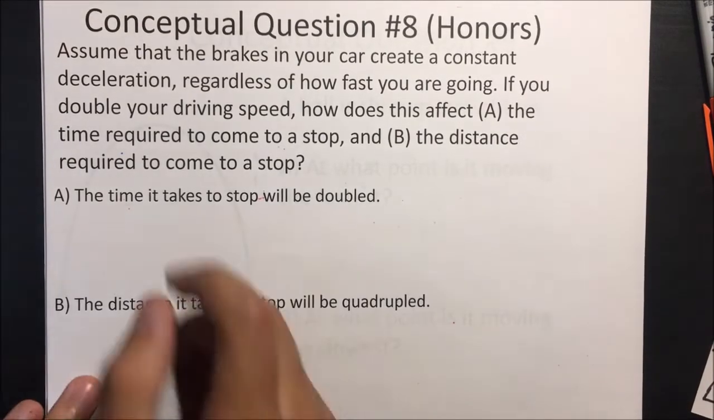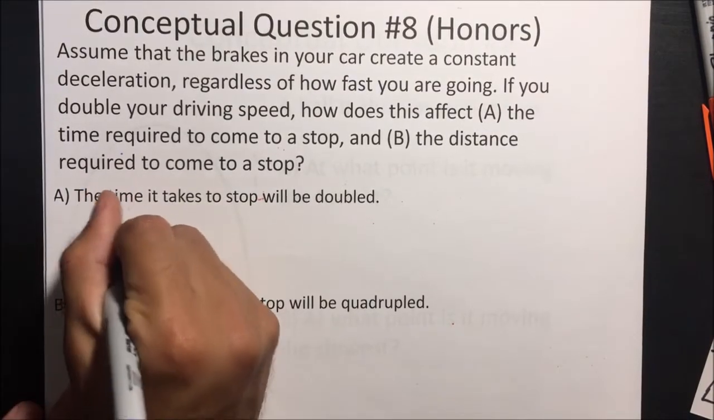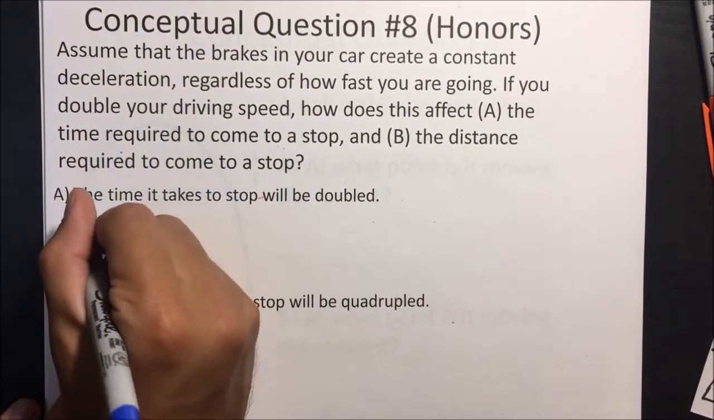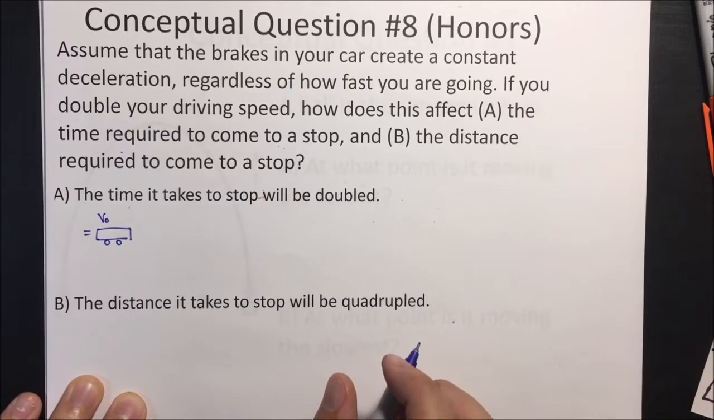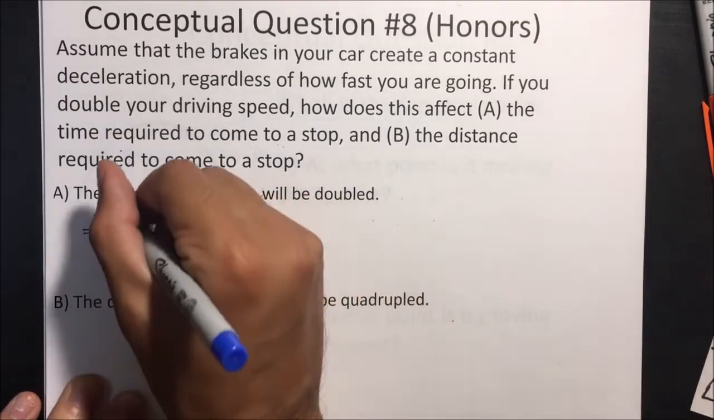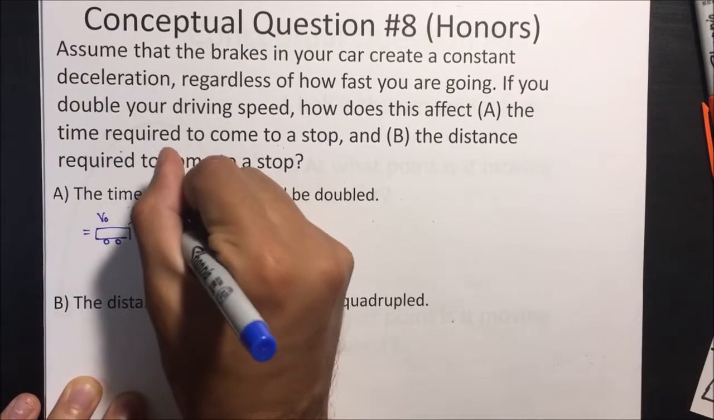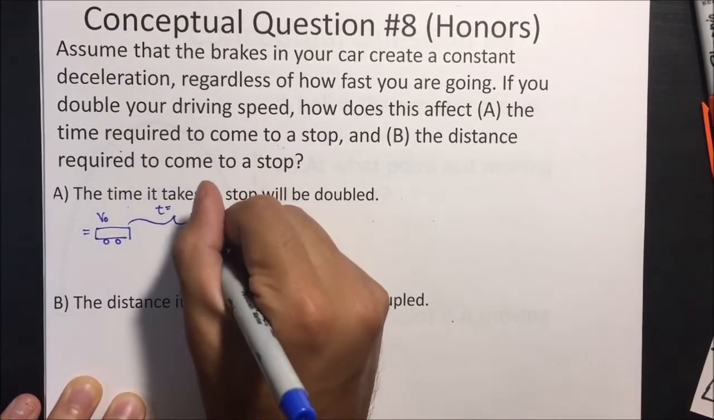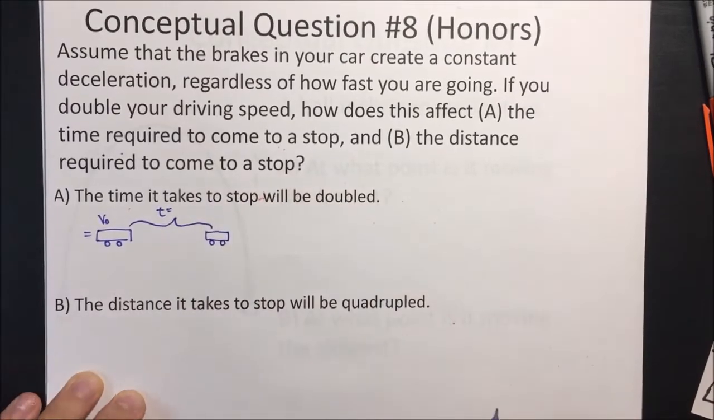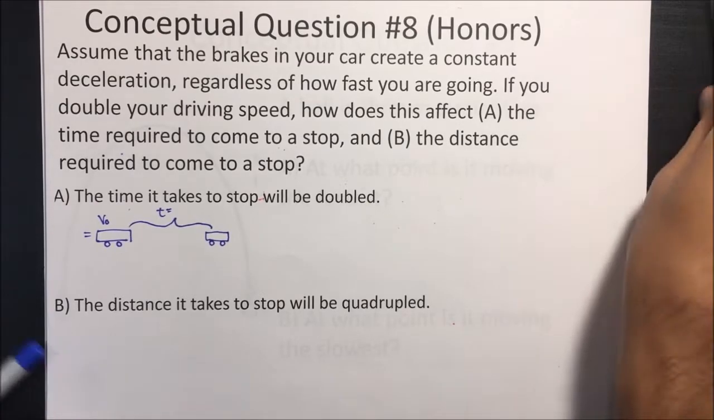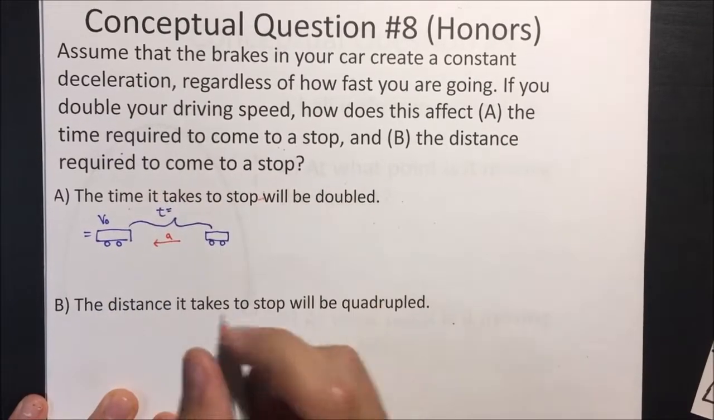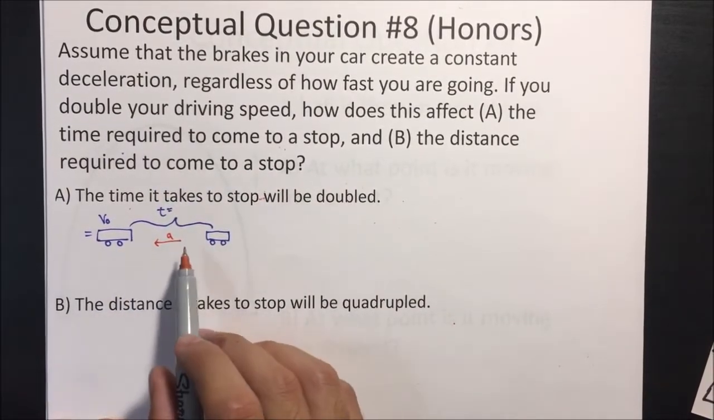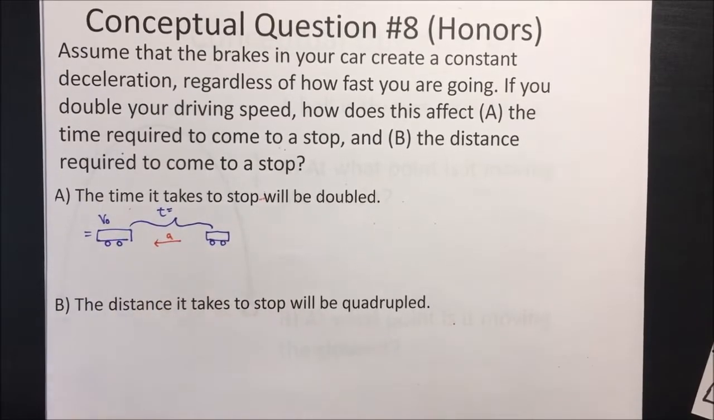Alright, so this is a bit confusing. Let's try to draw this out. So we have a car here, and it's going a certain speed. We're just going to call it V initial, okay? And after a certain amount of time, it's going to come to a stop, right? It's going to slam on its brakes, so it's going to have an acceleration going in the other direction, and we want to know if now this speed is doubled.